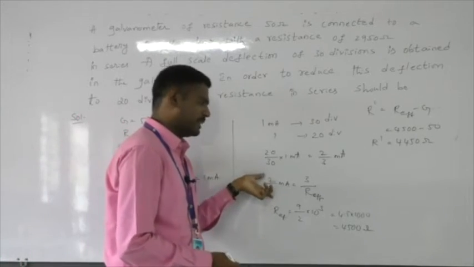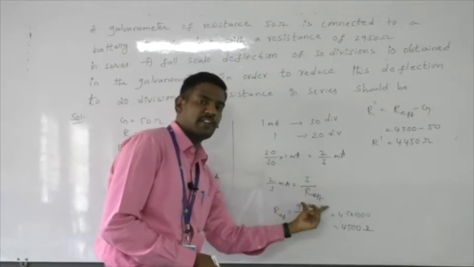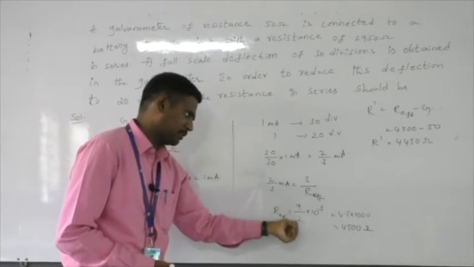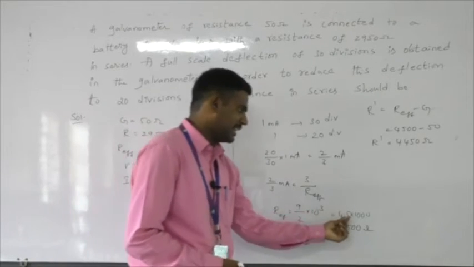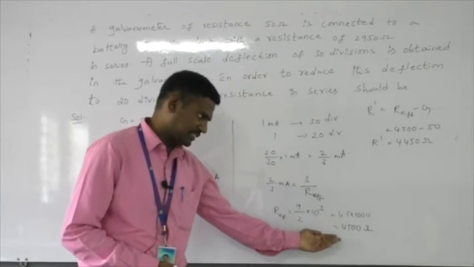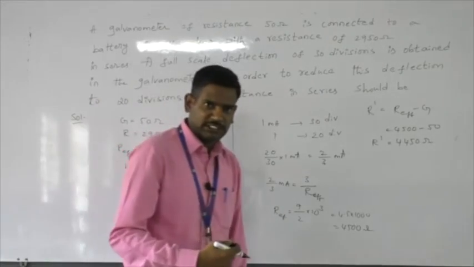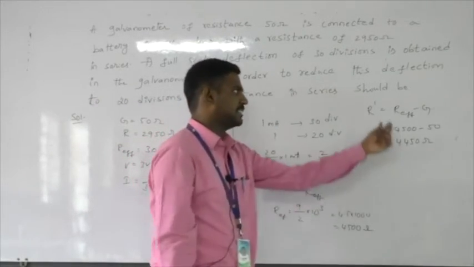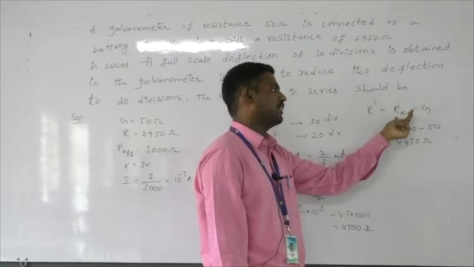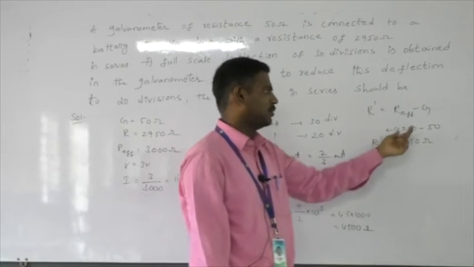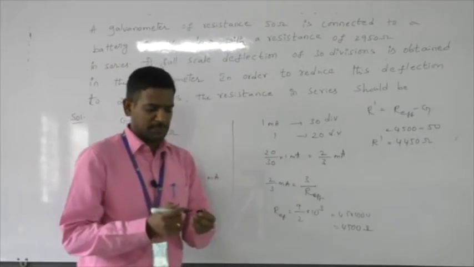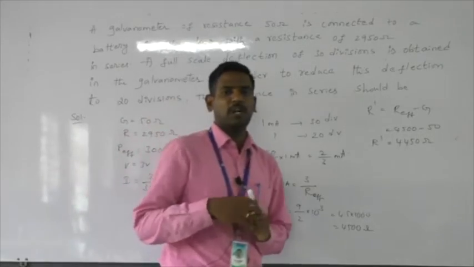Therefore, what I have written: 2 by 3 milliampere must be equals to V divided by R effective. So R effective is nothing but this 10 power minus 3 that I have sent to that side, so that it becomes 9 by 2 into 10 power 3, which is given as 4.5 into 1000, which is equals to 4500 ohms. So this effective resistance is nothing but a combination of galvanometer resistance and the extra resistance. Let me call it R prime, because here I have called it R. Therefore R prime will be equals to R effective minus G, which is 4500 minus 50, so 4450 ohms. And that's the end of the concept of galvanometer and conversion of galvanometer into ammeter and voltmeter.